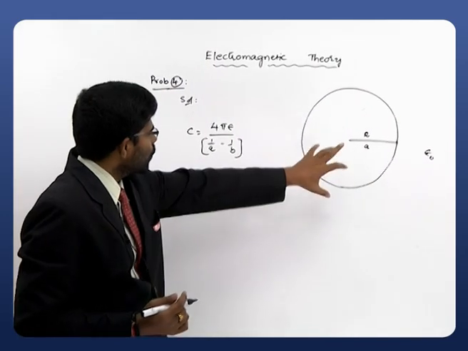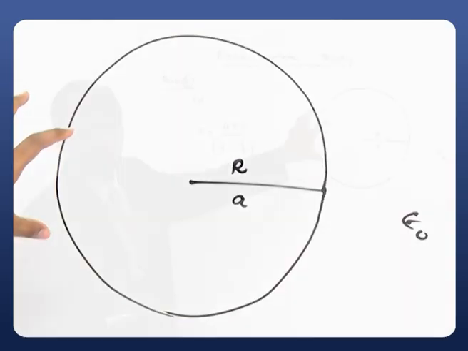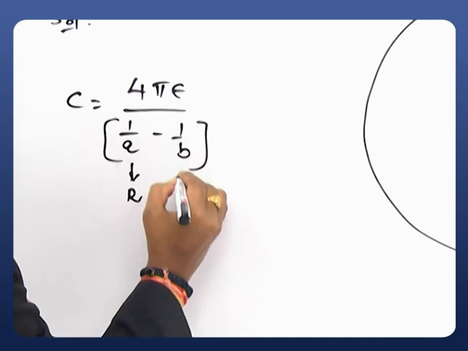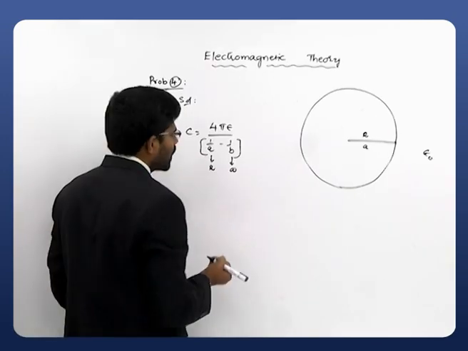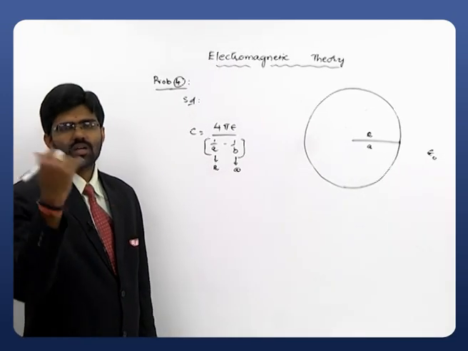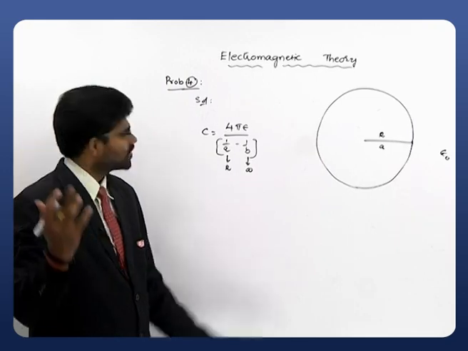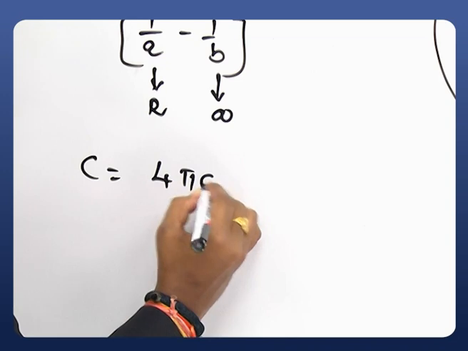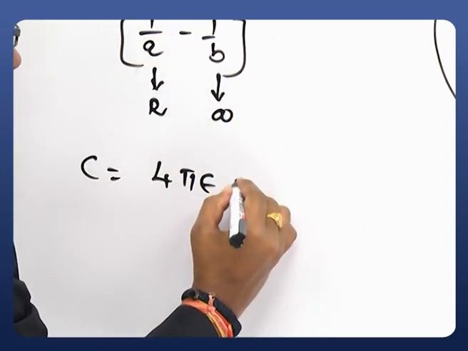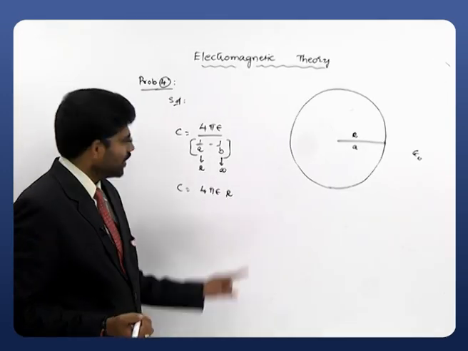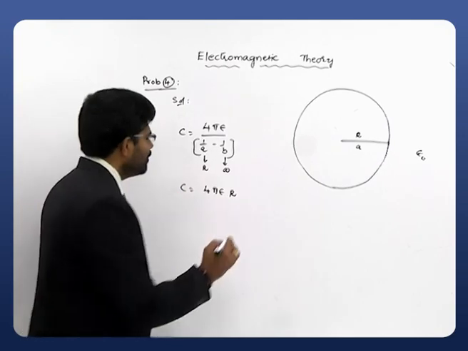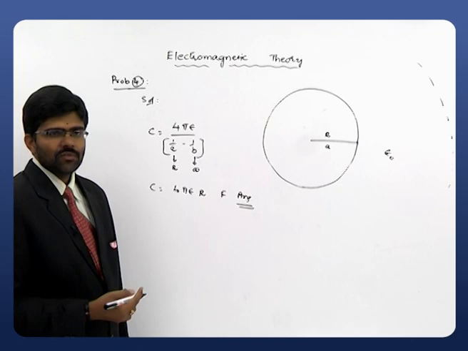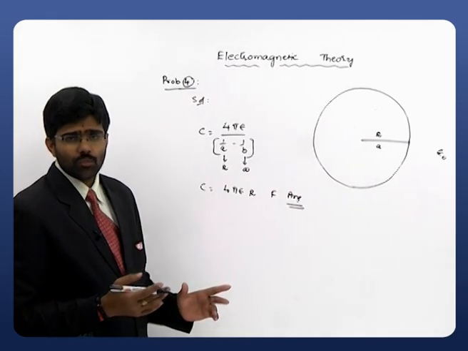Now simply correlate this with the data given in our problem. Instead of this A we can replace our r, and instead of this B we can write infinity, that is, the outer sphere radius is infinity. Therefore C can simply be 4 pi epsilon, and 1 by A now comes to the numerator, that is r. This is a simple equation, in farads. This is our answer. The same question may be asked in another way.